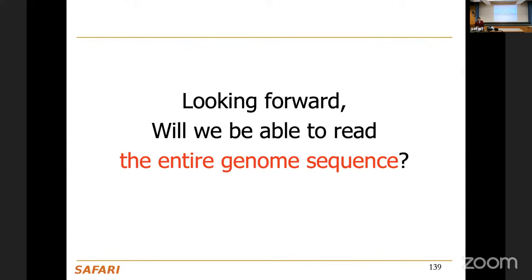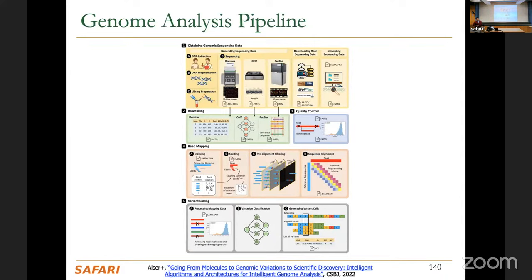And the other question is, of course, looking forward, will we even be able to read the entire genome sequence? But even then, I believe we'll still have other problems, because we're not really bounded by the read length or the sequencing error. There are also mutations between individuals. And we're also dealing with other types of organisms, to understand whether a sample is contaminated with a particular organism or not. So this is basically the end of the read mapping step, where we try to map our read to our reference genome to figure out its location and the differences.